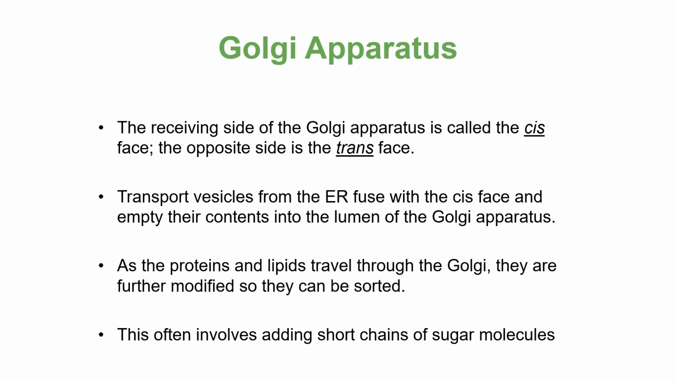The receiving side of the Golgi is called cis. The opposite side is the trans. So there's vesicles coming from the ER. They're landing on the cis side. The particles going out are the trans side. Transport vesicles from the ER fuse to the cis, and their contents empty into the lumen.